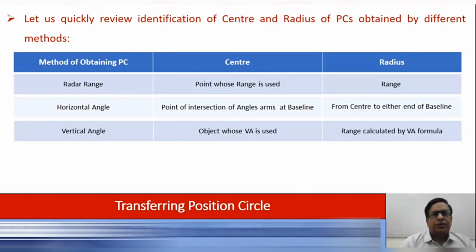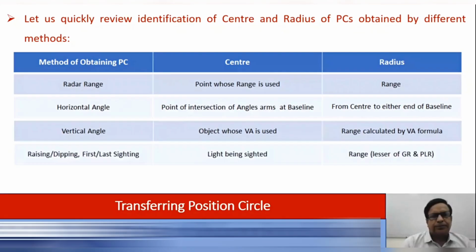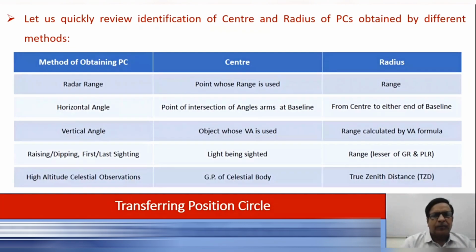Vertical angle: the object whose vertical angle has been measured is the center, and the range calculated by the vertical angle formula that we learned under position circles is the radius. Raising, dipping, first sighting, last sighting of lights: the center is the light being sighted, and the sighting range, which is the lesser of the geographical range and the present luminous range, constitutes the radius.